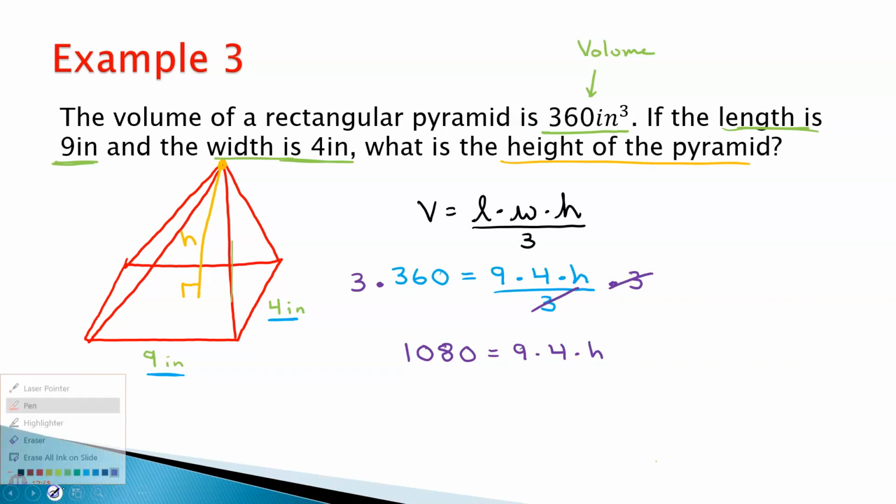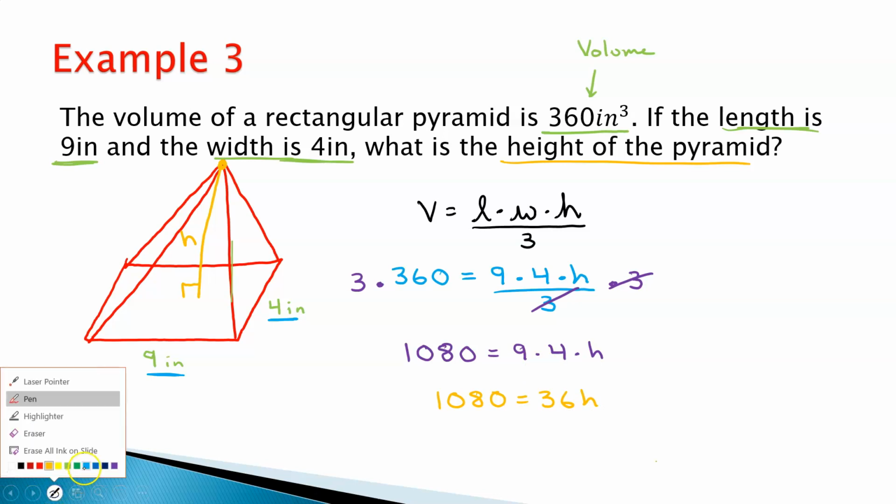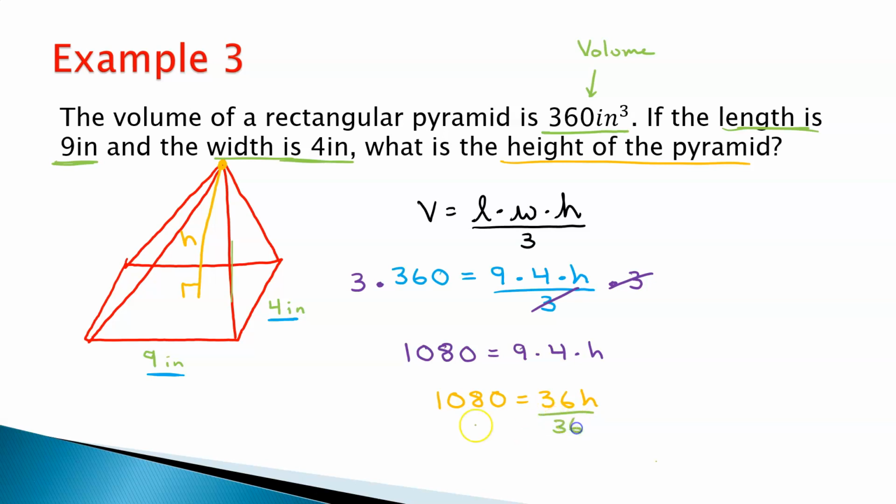If I continue to work this out, I would recommend multiplying your length and your width. 9 times 4, which is 36. So 1,080 is equal to 36 times H, bringing down your H. You have just one more thing to do: divide both sides by 36. What is 1,080 divided by 36? I end up with 30. 30 is equal to H.